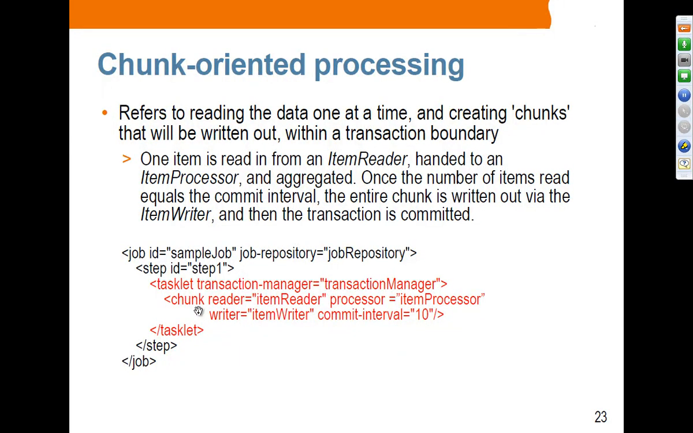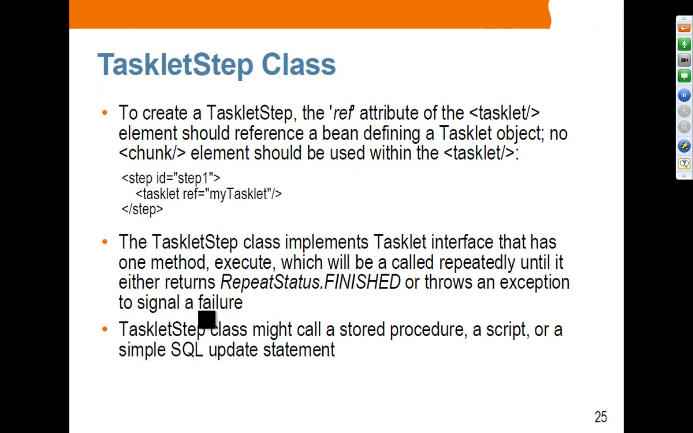Now if you want to configure a tasklet step, then the only thing that you need to have is a tasklet element like this. So there is no chunk sub-element. That's the difference. I named it a tasklet step class. To create a tasklet step, the ref attribute will reference a bean containing a tasklet object. So no chunk element should be used inside the tasklet, because that is not chunk-oriented processing.